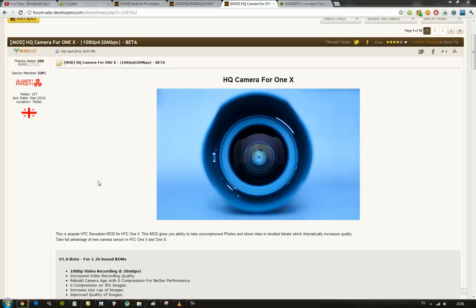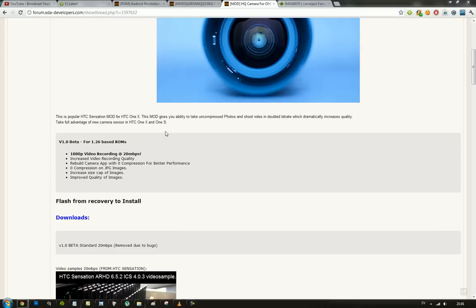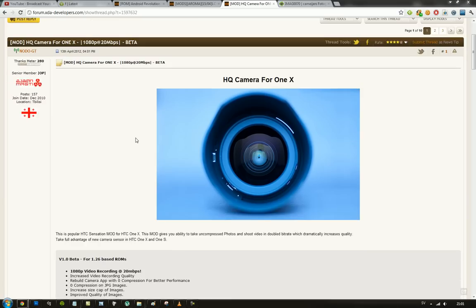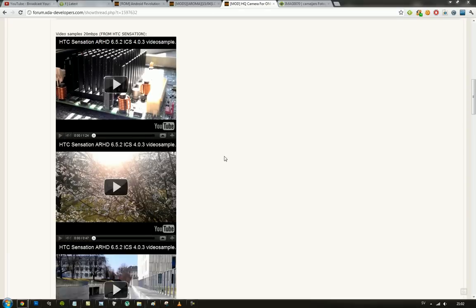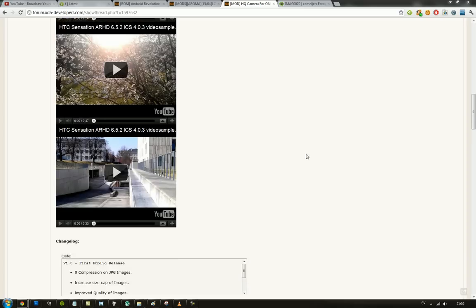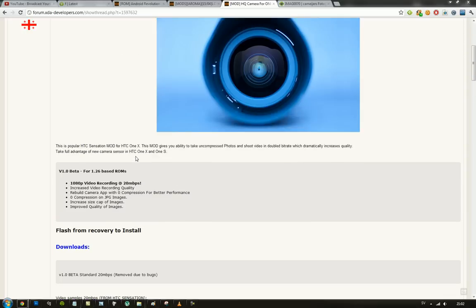So there is this HQ camera for the One X. I can't actually try it out right now, just because it isn't available. They removed it due to bugs. That was version 1.0. It seems like they're working on 1.2, which should be a lot more stable. So hopefully they can bring up some download links for that so I can go ahead and try it out to see if the camera is going to work.